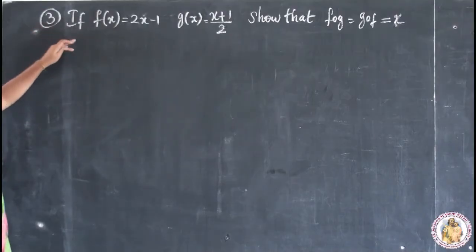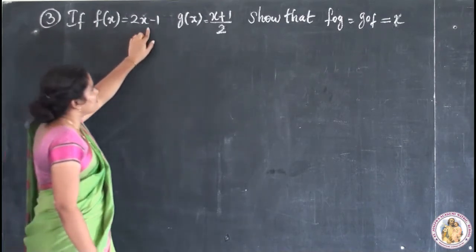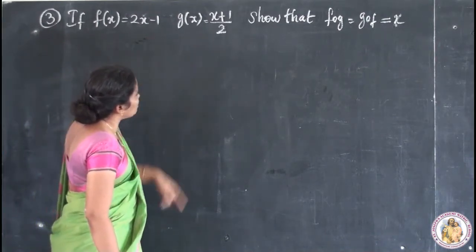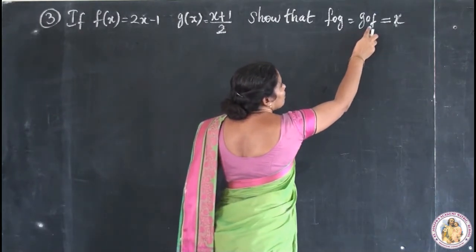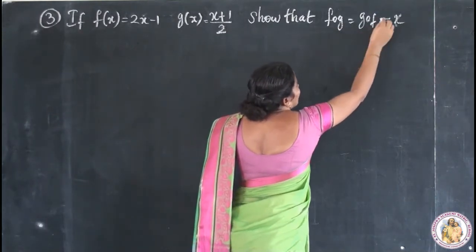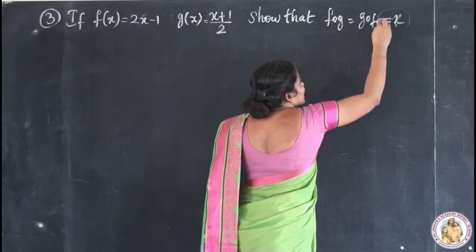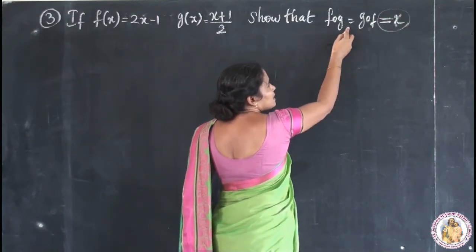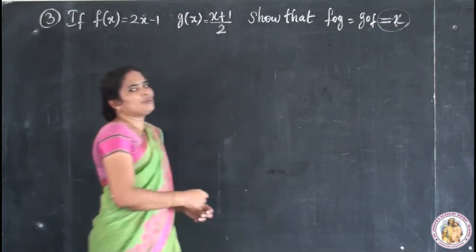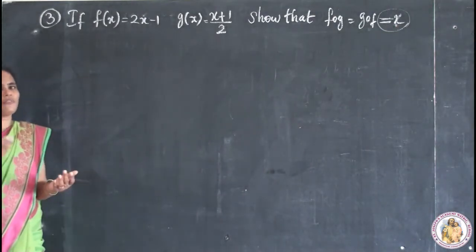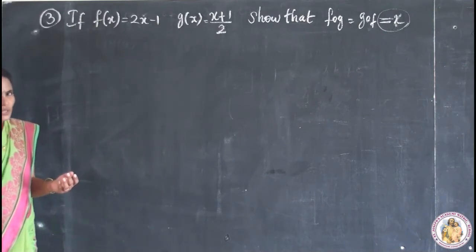Question number 3. If f of x is equal to 2x minus 1 and g of x is equal to x plus 1 by 2, show that f of g is equal to g of f is equal to x. You need not bother to put x. First you find f of g and g of f. The answer will be x. You can prove that f of g is equal to g of f and both are equal to x.